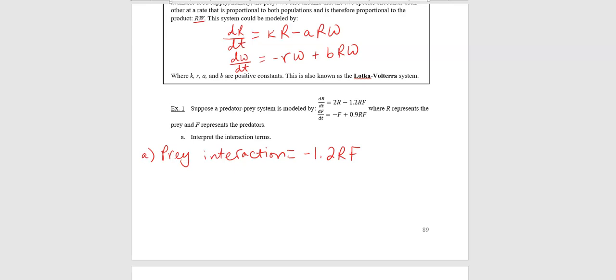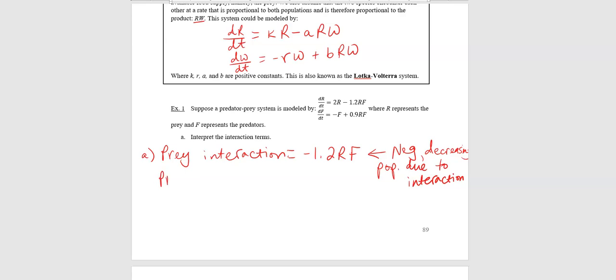So we'll say because that constant is negative, there is a decreasing population due to the interaction. You want to look at what the sign is for that coefficient.